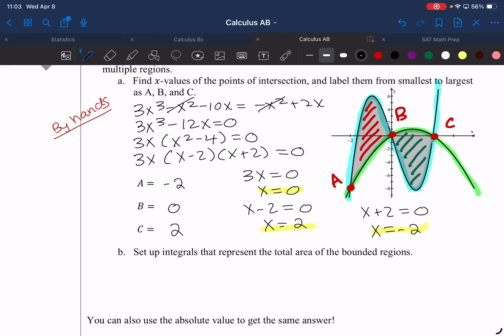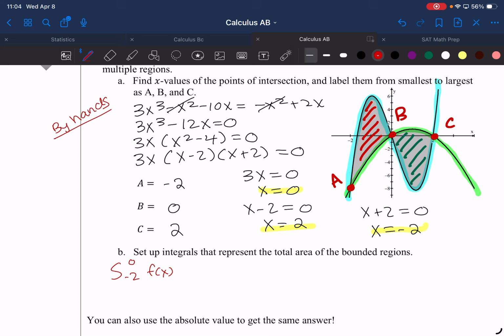So the first integral, and I'm going to, again, keep it color-coded, so this is red because I'm looking at the red area. The integral from A to B, so that's negative 2 to 0. And remember, since we're looking at the area between two curves, this is going to be the top function minus the bottom function. So the top function is the function that we highlighted in blue, and that's the cubic, so that's f of x.